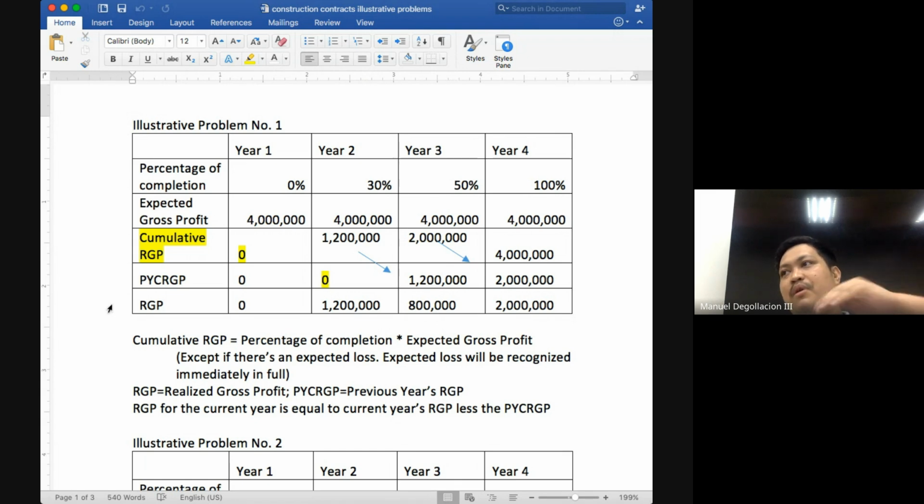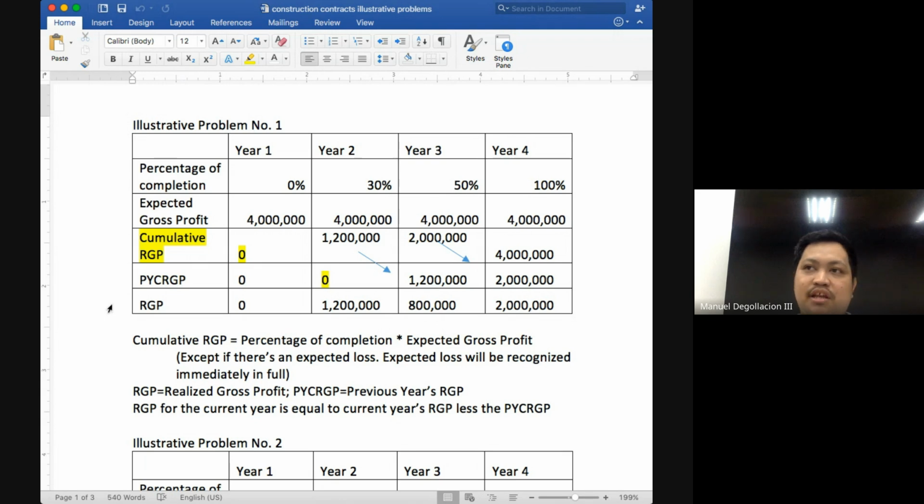Okay, always remember that what you get after multiplying the percentage of completion and the expected gross profit is not yet the RGP. That is your cumulative RGP at that point. So to solve for the current year's RGP, deduct the previous year's cumulative RGP. Okay? But why will it happen that the cumulative RGP can also be the RGP for the year? That can happen if it's the first year or if there's no RGP in the previous years. Okay, and that's the STEP class.